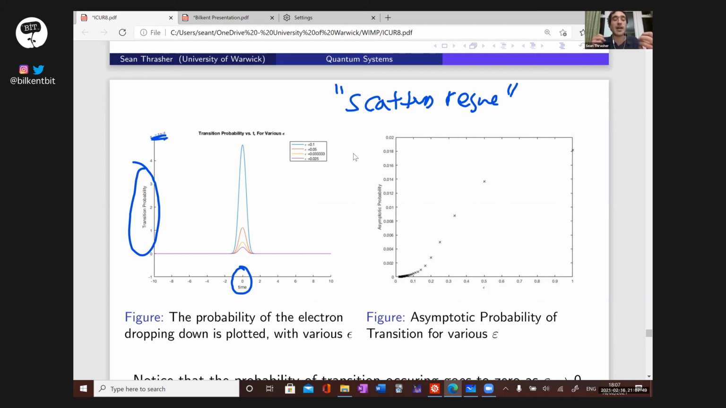So it's sort of analogous to a scattering problem. And okay, so notice how the smaller epsilon is, the smaller the transition is. And I also plotted the asymptotic probability. I don't know if you can see it here, but this is ever so slightly above this.